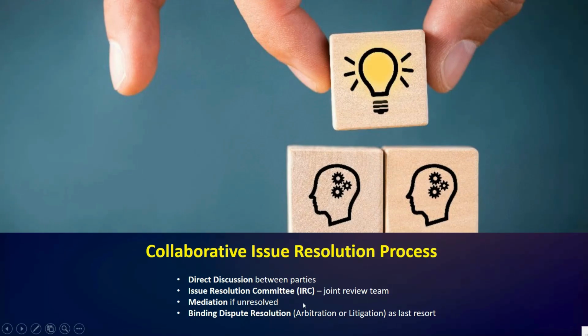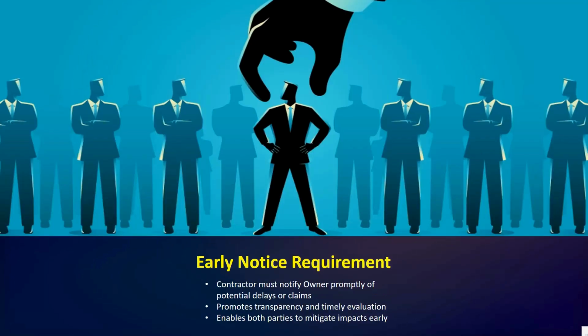Third, mediation. If the issue is still unresolved, the next step is mediation involving a neutral third party. Finally, binding dispute resolution. So, if all else fails, the dispute goes to binding dispute resolution, such as arbitration or litigation, as a last resort. So the key idea here is step by step resolution, starting with collaboration before confrontation. Okay, so I hope this is clear.